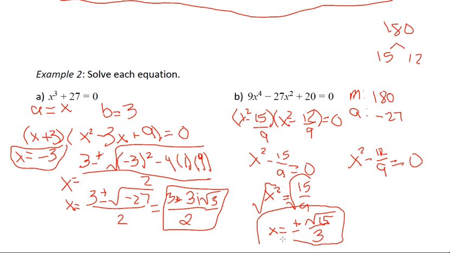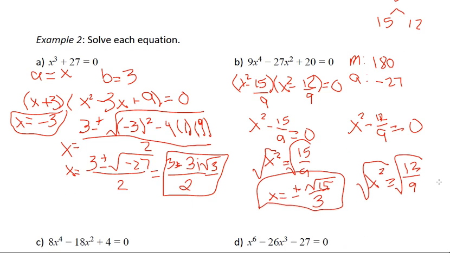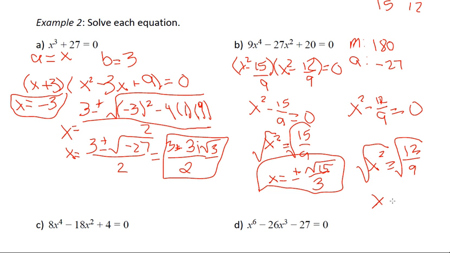So here's 2 of my answers. Then x squared equals 12 over 9, because I can add that to that side. Square root, and I do have to do some simplifying here. X equals 12 is 4 times 3. So the square root of 4 is 2, plus or minus 2, square root of 3 over square root of 9, which is 3. So hopefully you can read that. But it says the square root of 12 over 9 will be plus or minus 2 square root of 3 over 3.